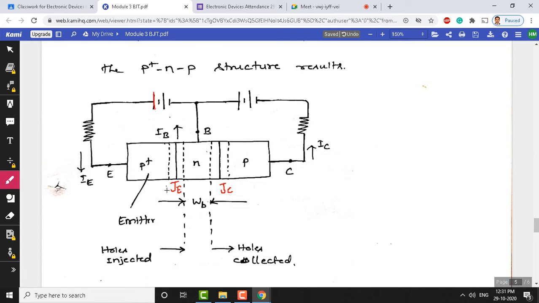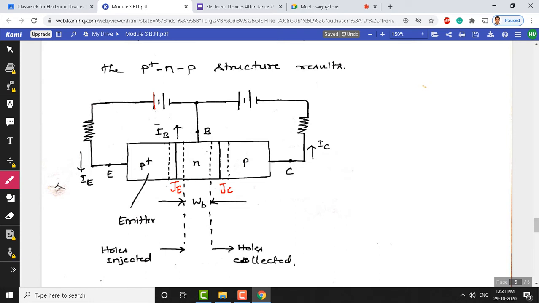Okay. Regarding the width of the depletion region, you can see this is the edge of the depletion region on the emitter side, and this is the edge of the depletion region on the collector side. This distance is nothing but the length of the base region here. WB is nothing but the length of the base region here.